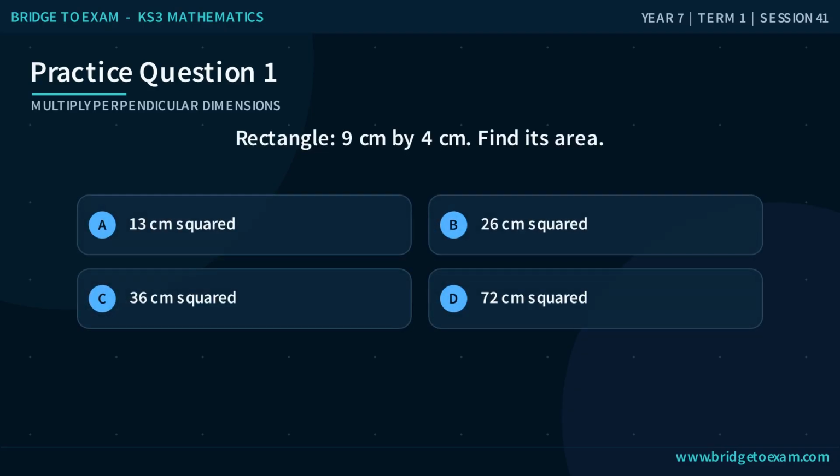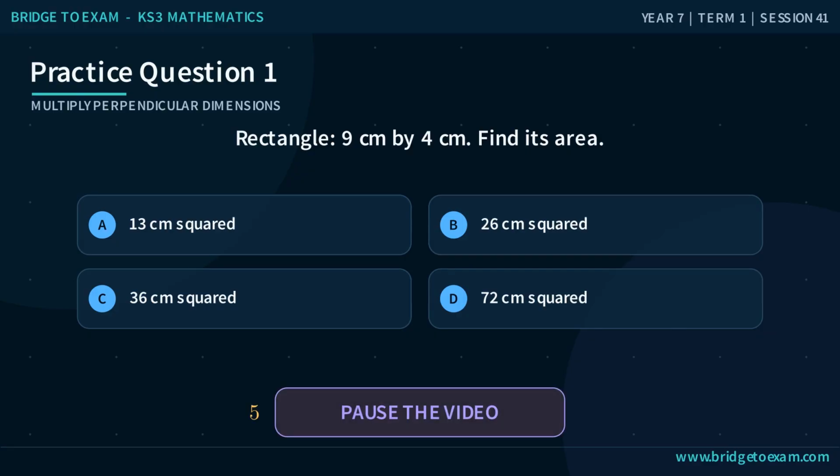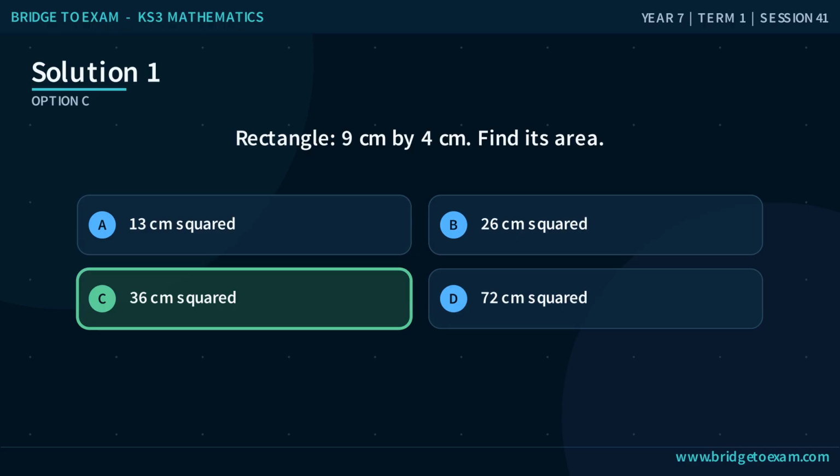Find the area of a rectangle 9 centimeters by 4 centimeters. Option A is 13. Option B is 26. Option C is 36. Option D is 72. Pause, multiply the two perpendicular dimensions. Option C is correct, 36 square centimeters. 9 times 4 equals 36.